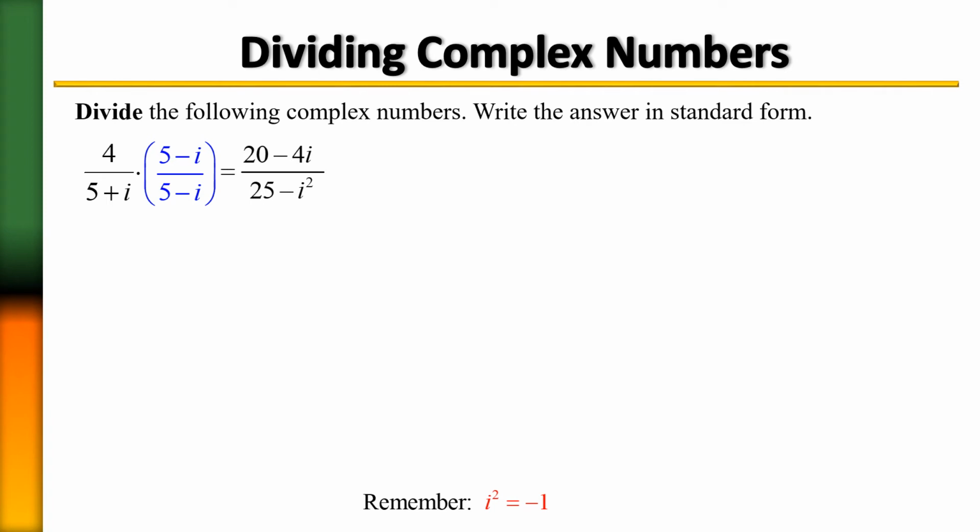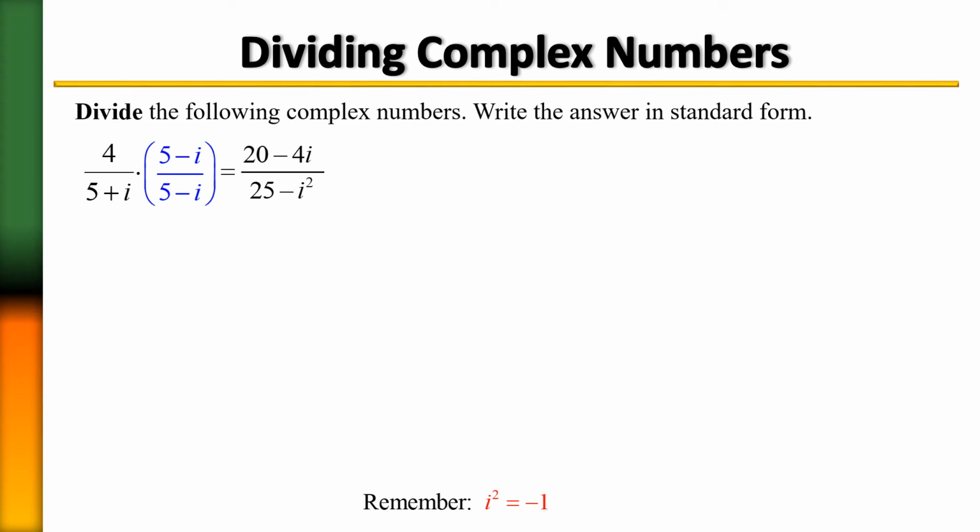Now on the top, notice we also use the distributive property. 4 times 5 is 20, and then 4 times negative i is negative 4i. So you want to do both the top and the bottom process. The top was the distributive property, the bottom was using the F and L of FOIL because you have conjugates.